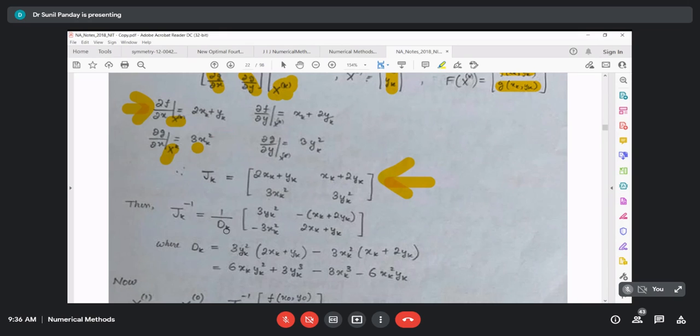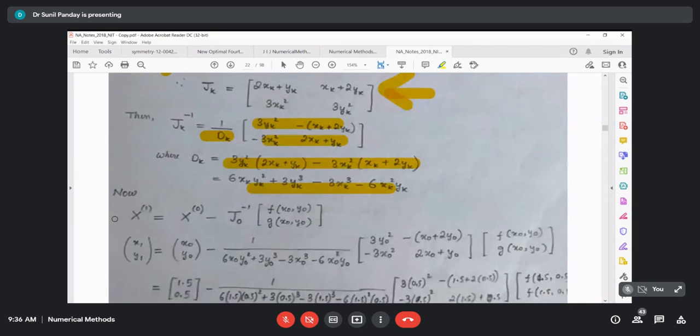This is our Jk, which we have already calculated. Then we calculate Dk. Dk is the determinant of this matrix. So the determinant is this one after simplification. And then this is our Newton-Raphson method for solving a non-linear system of equations.